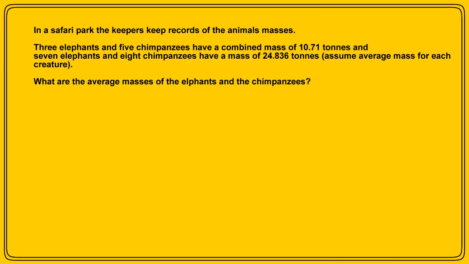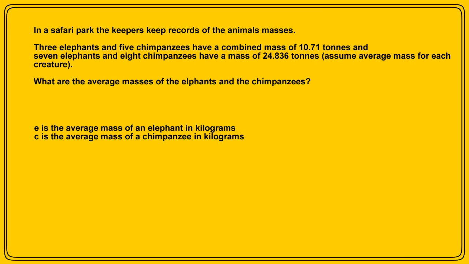Again, we must define our variables very carefully. So we write E is the average mass of an elephant in kilograms. C is the average mass of a chimpanzee in kilograms. By doing this, we have first defined that the variables stand for masses and not for the numbers of animals, for example. And secondly, we have stated that we're working in kilograms.